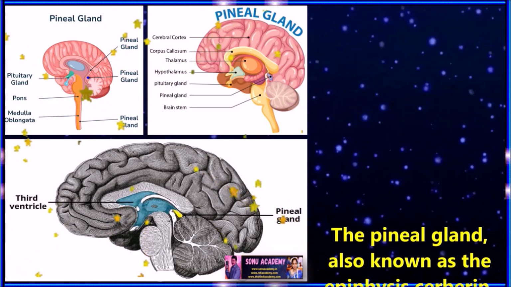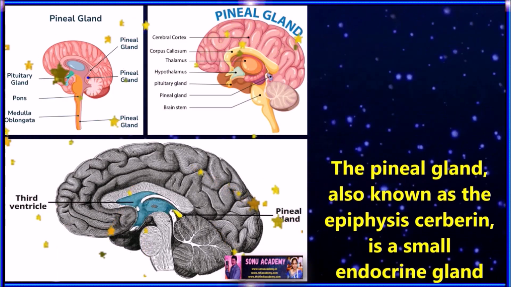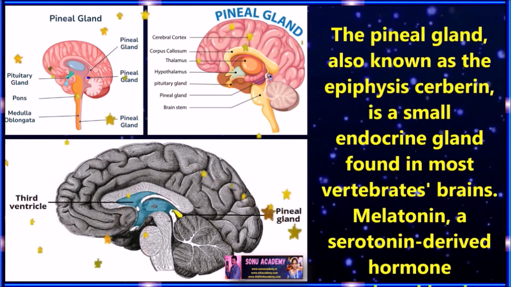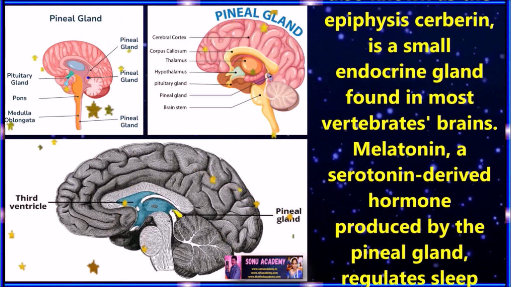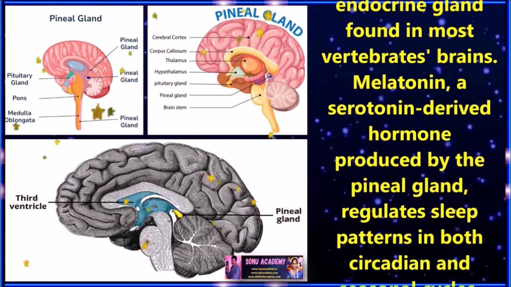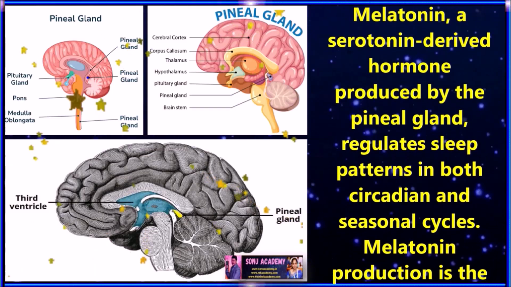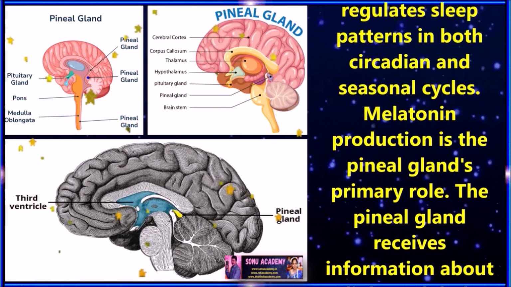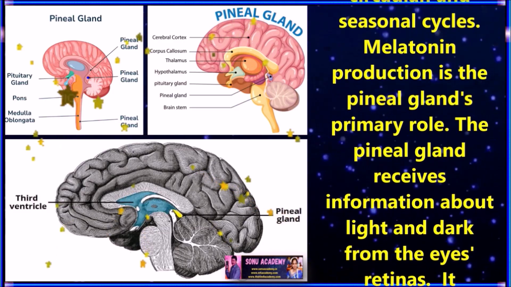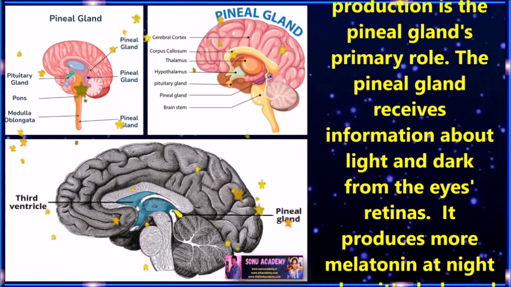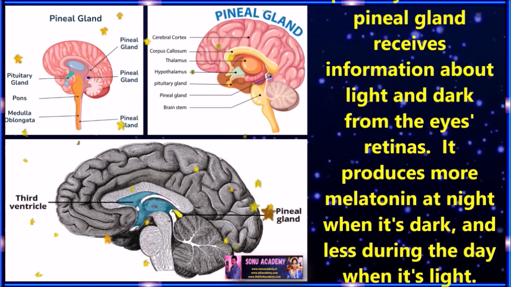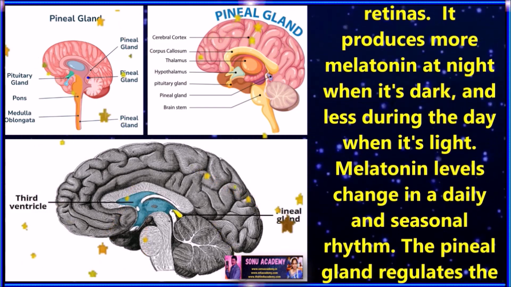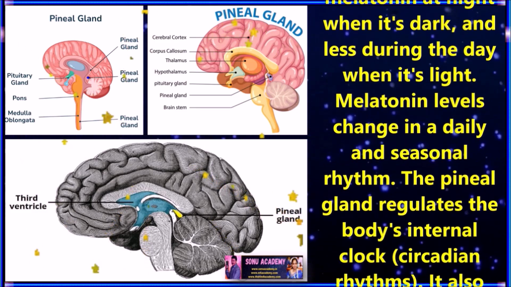Children, now let us discuss the pineal gland. The pineal gland, also known as the epiphysis cerebri, is a small endocrine gland found in most vertebrates' brains. Melatonin, a serotonin-derived hormone produced by the pineal gland, regulates sleep patterns in both circadian and seasonal cycles. The pineal gland is tucked in a groove where the two halves of the thalamus meet, near the middle of the brain between the two hemispheres.